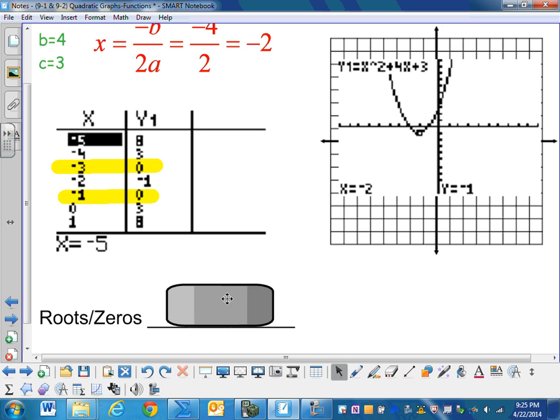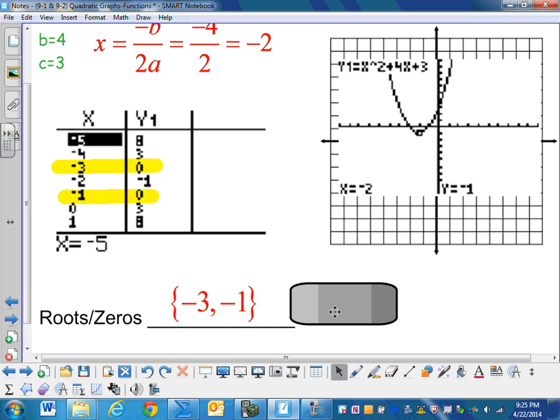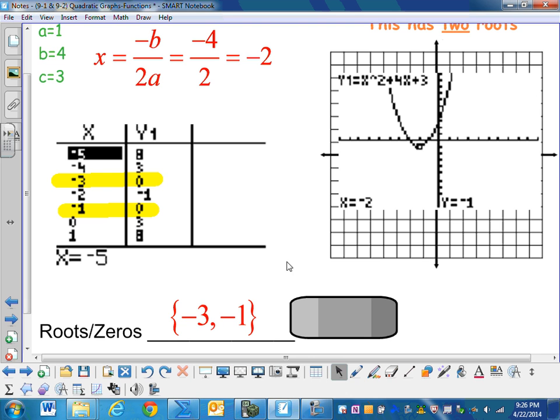So, if I wanted to write what the roots or zeros are in roster form, I would write a bracket, negative 3, comma, negative 1, bracket. And those are the solutions to this quadratic.